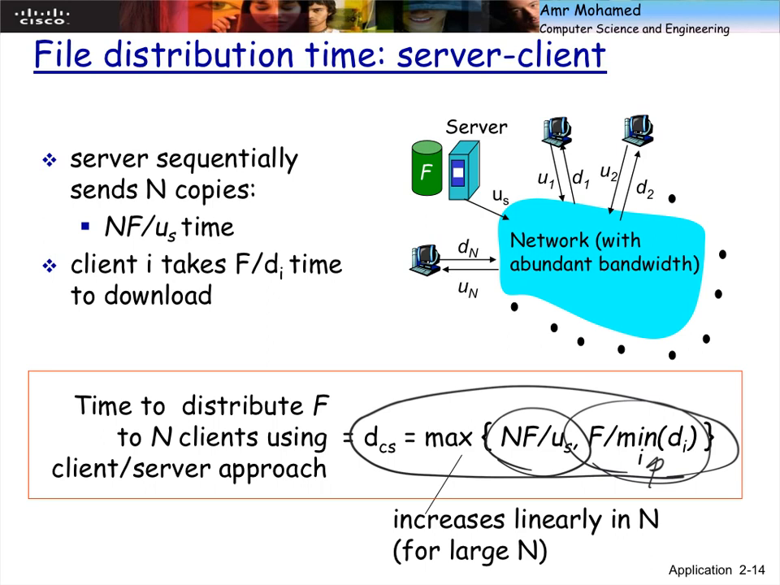So remember that this is clearly linear in N. And this clarifies the issue that client server is not scalable. So as N increases, the distribution time clearly increases, right? So this is the problem of client server. So imagine if you are distributing this file content to 1 million clients. So you see that the distribution time will increase linearly.